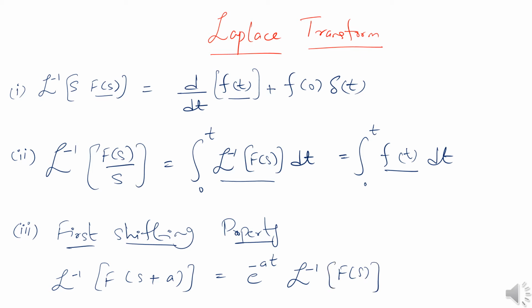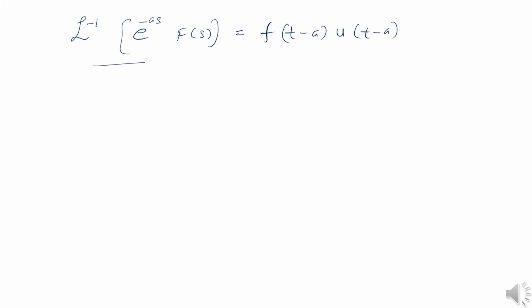So today we will continue with the second shifting property. The second shifting property says that the Laplace inverse of e raised to the power negative as times F(s) is equal to f(t minus a) multiplied by the unit step function u(t minus a). Basically this property deals with the unit step functions, and we will take some examples so we understand it in a good manner.